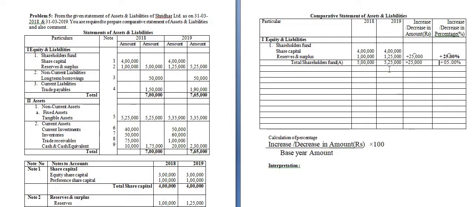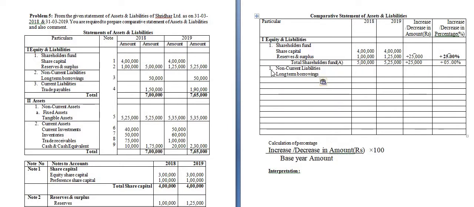Now next one is non-current liabilities. Right here, non-current liabilities, point number 2. In non-current liabilities we have only one item, that is long-term borrowings. Long-term borrowings for the year 2018 is how much? 50,000, and for 2019 it is the same, 50,000.